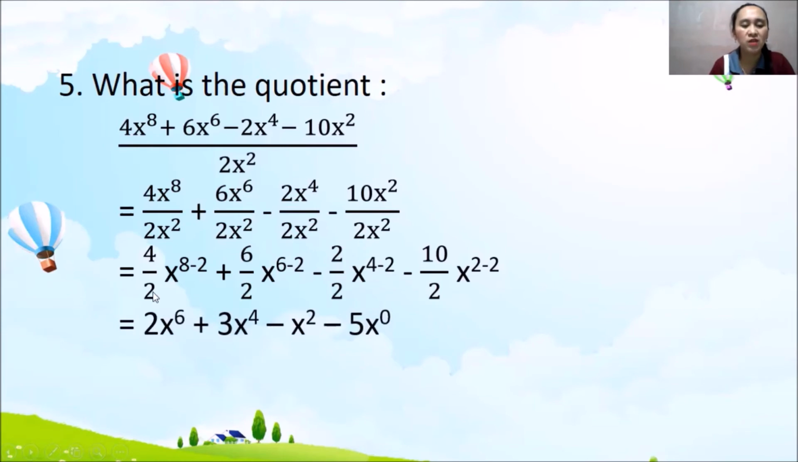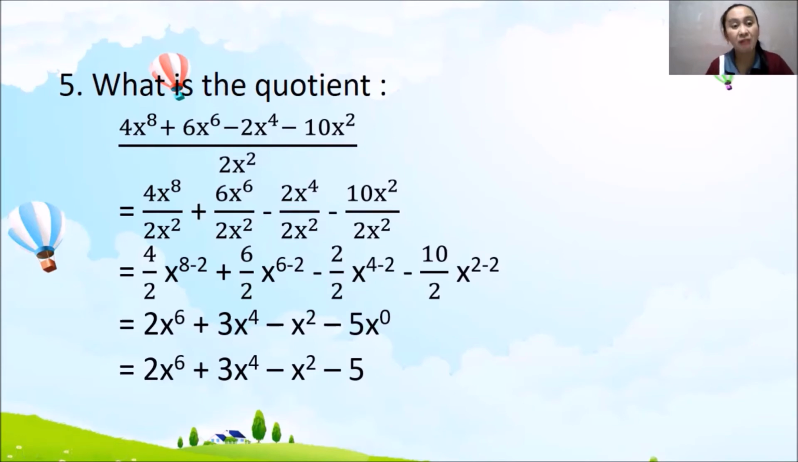So it is equal to the quotient as 2x to the exponent of 6 plus 3x raised to the exponent of 4 minus x squared minus 5x to the 0 exponent. Therefore, our final quotient is 2x raised to the exponent of 6 plus 3x raised to the exponent of 4 minus x squared minus 5. So, careful in dividing the numerical coefficient and, of course, applying the laws of exponent. Pag division, sinusubtract natin ang common literal coefficient and simplify our answer.